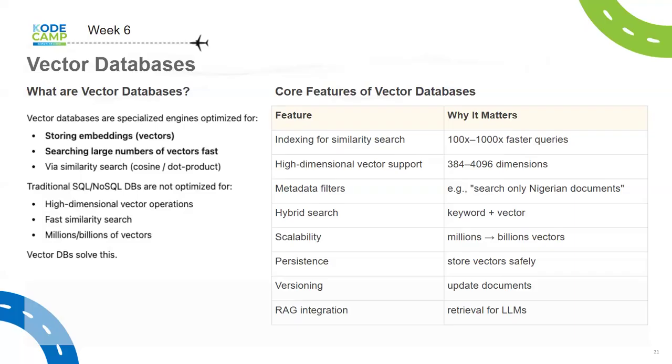Remember, the vector is just a list of numbers. It's also optimized for searching large amounts of vectors very fast. And the way it does this search is by similarity search. There are three different approaches or methods, like we said, for similarity search. You have the cosine similarity search, you have the Euclidean distance, and then you have the dot product. So these vector databases are optimized to be able to find vectors that are similar to each other.